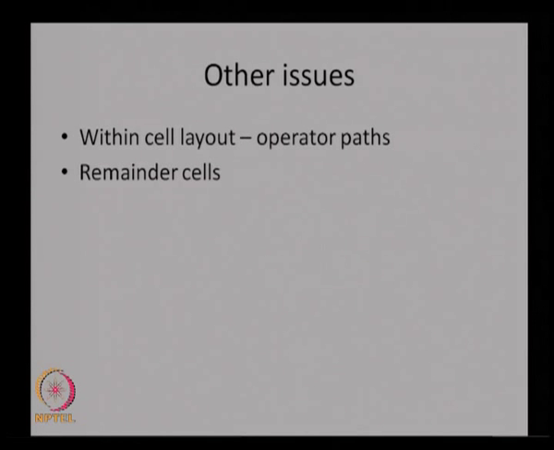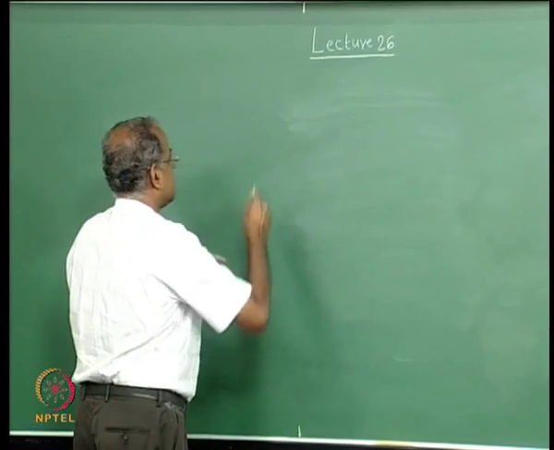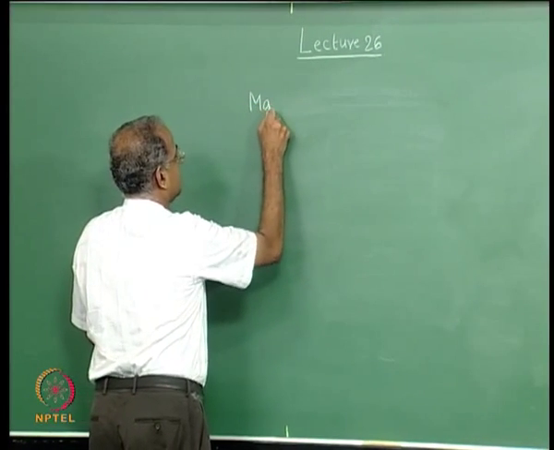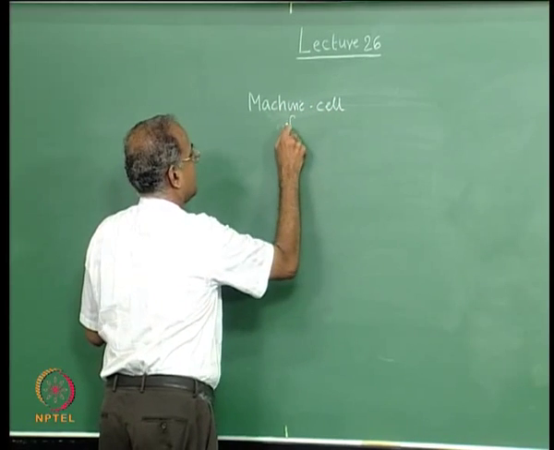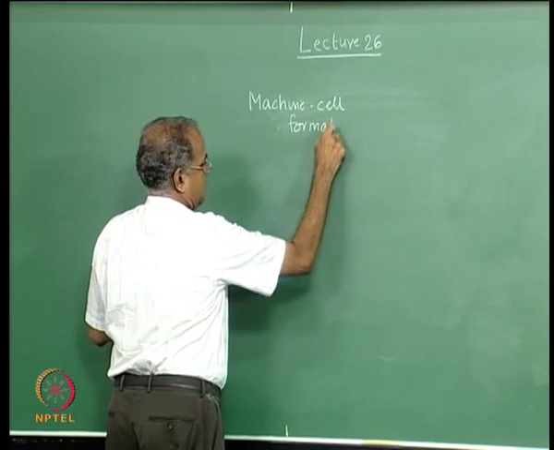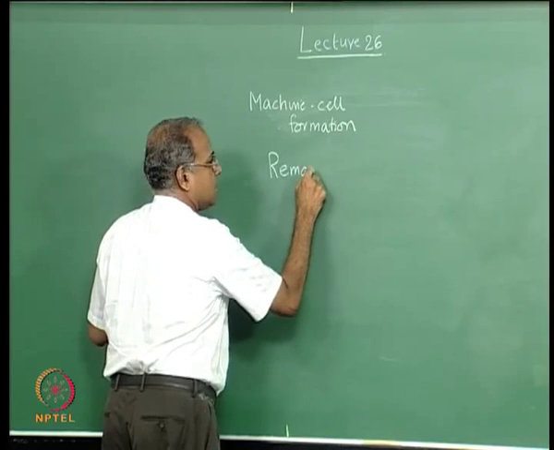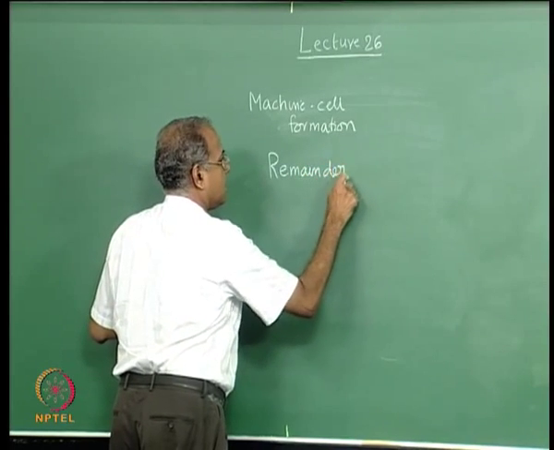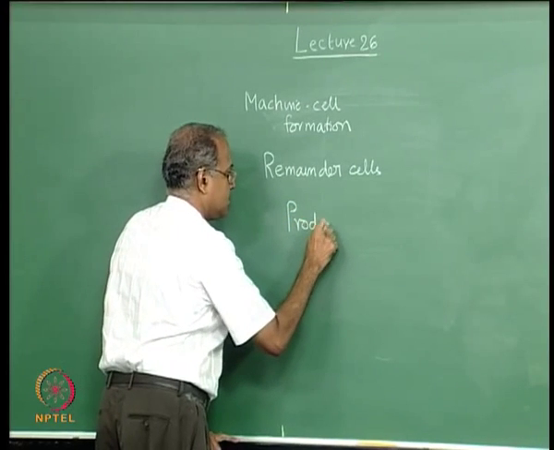So, let us again go back to the different types of cellular manufacturing systems and try to position some aspects of layout on the different positions. So, first is the machine cell formation, remainder cells, product based cells.